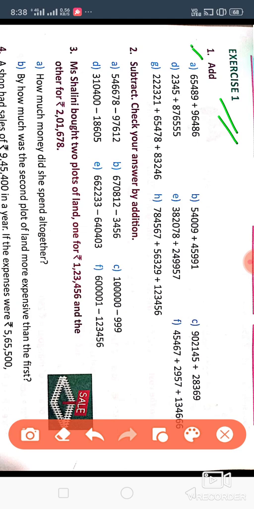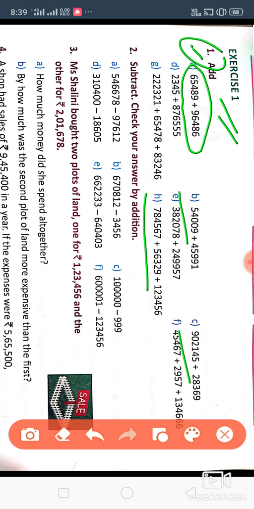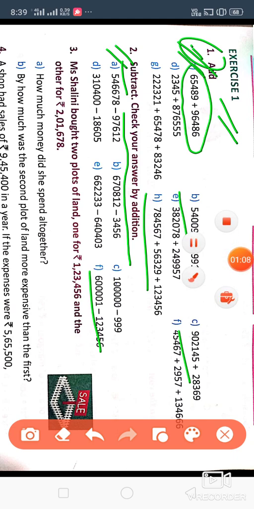In question number 1, only addition is there. So, addition part I hope you can do. You have reached class 5, that means all of you know the addition. So, this part I am not going to do. Okay. Now, second part, this also you have done, but still I would like to discuss. Subtract, check your answer by addition. Okay. So this part I'm going to discuss. Rest of the questions you can do.